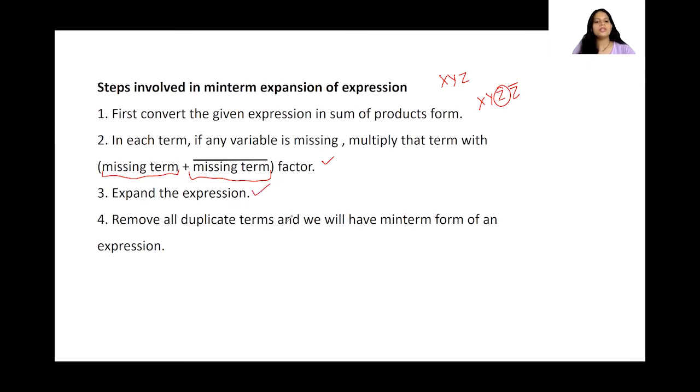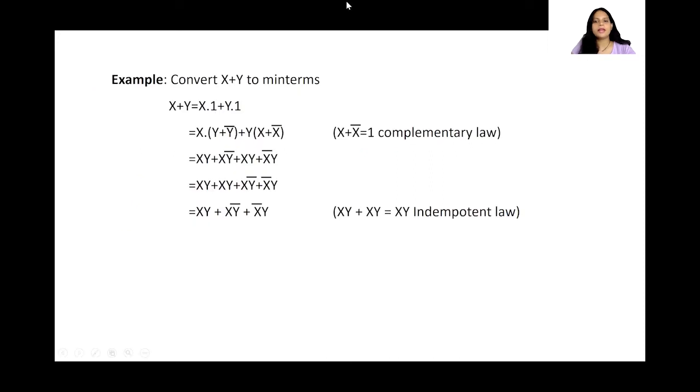Now expand the expression. We'll remove all the duplicate terms and we will have the min-term form of the expression. So these are the steps. Let's go ahead and see the example, then it will be clear for us. So see the example here.